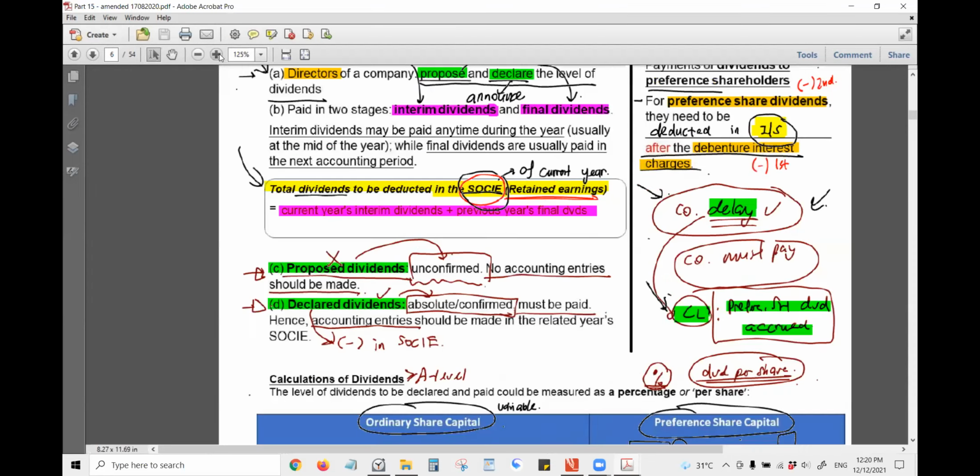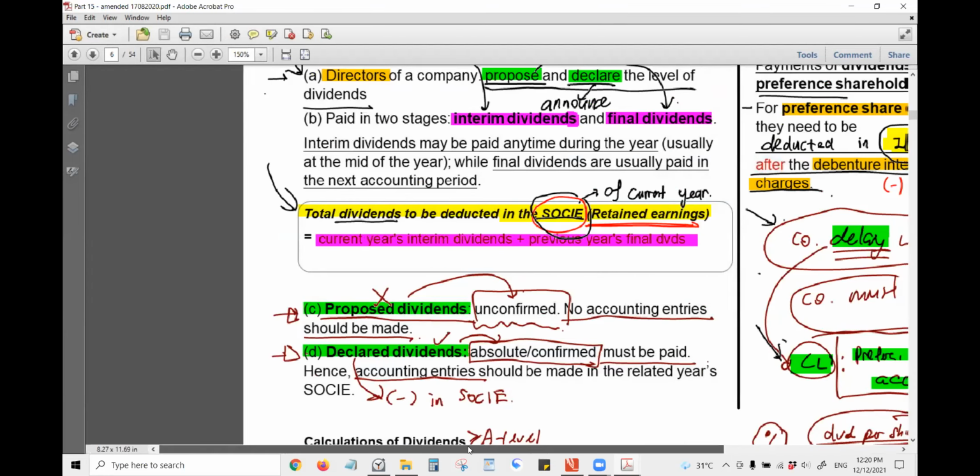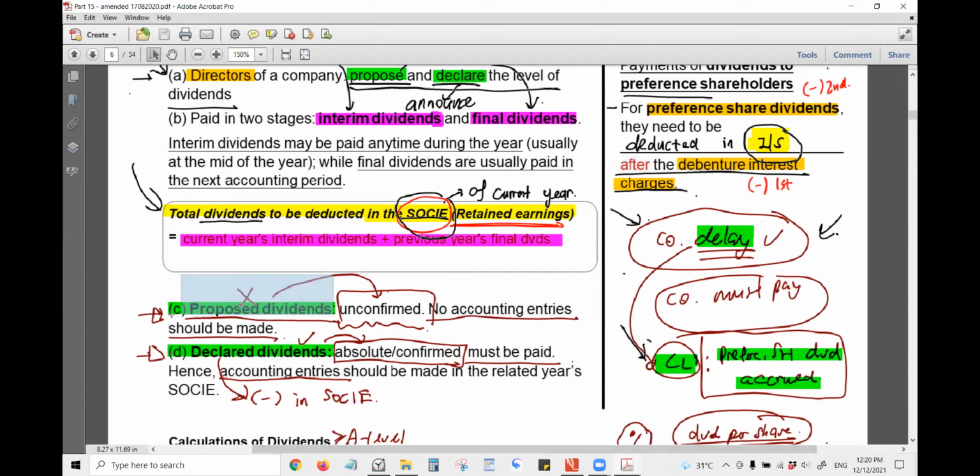It's also in the notes. I've emphasized this. When you see proposed dividends, don't do anything to it. That means you don't record it. Proposed means suggested, which is unconfirmed. Therefore, you should not record it.